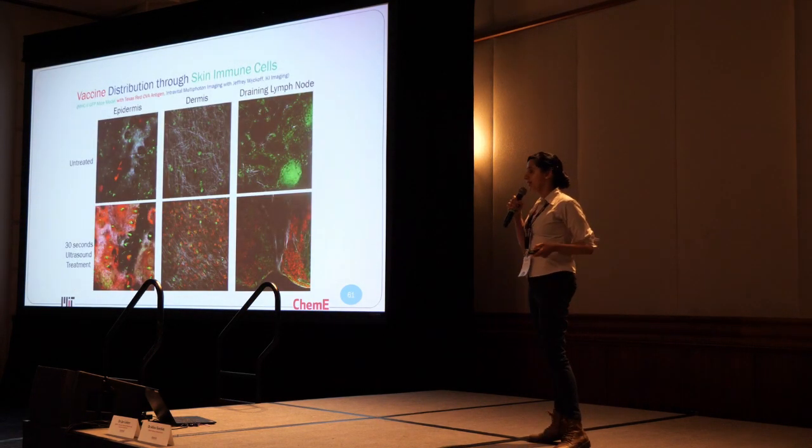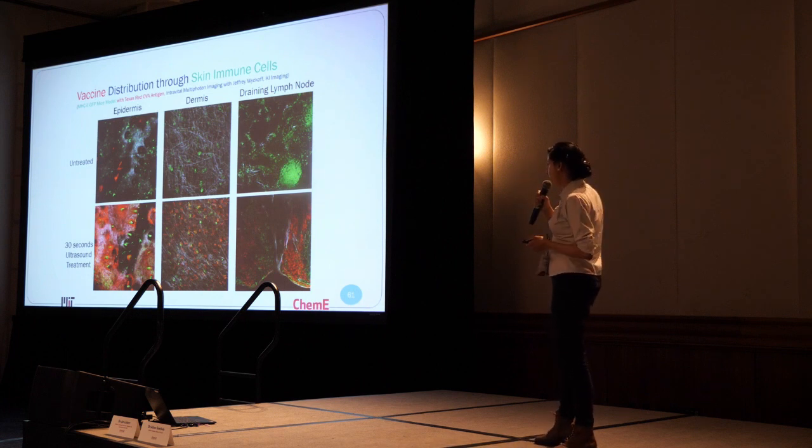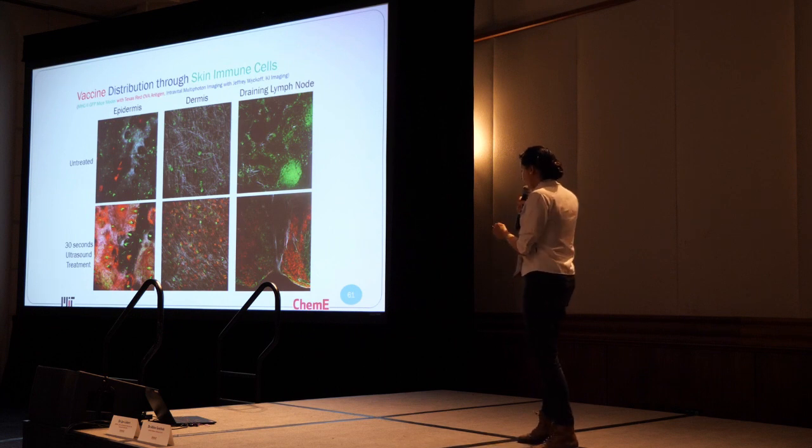In this diagram, we can see that through only a 30 seconds low-frequency ultrasound treatment on the skin, we are able to highly disperse our red-labeled vaccine into the skin where the immune cells are labeled in the green color, compared to a very localized region in an untreated sample.